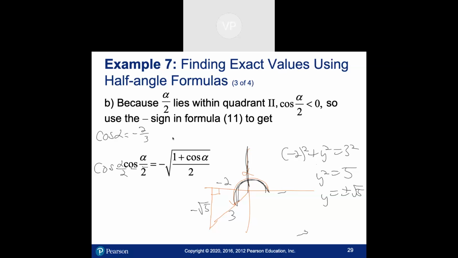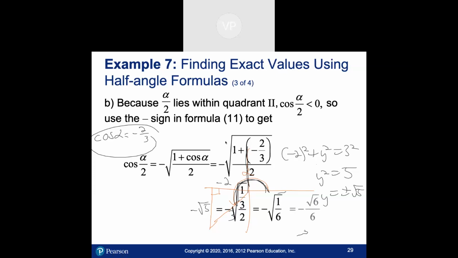So that's why when I use this formula, the one that had the plus or minus on there, I'm picking the negative. All right, because I know it has to be in the second quadrant where all cosines are negative values. So I know the cosine right here. Cosine of theta equals negative 2/3. I'm going to do the same thing and just replace this.